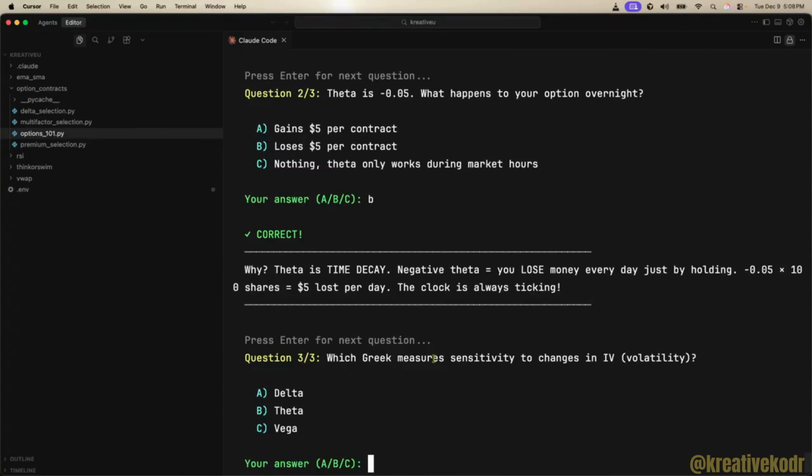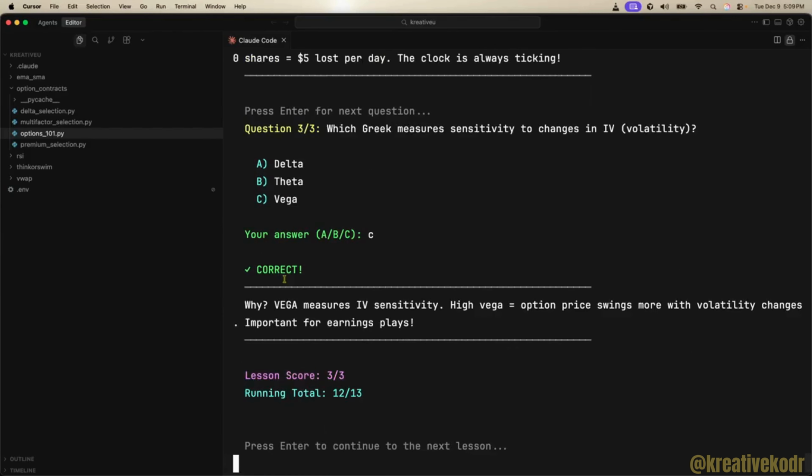All right, which Greek measures the sensitivity to changes in IV or volatility? Is it delta? And remember what delta measures? Delta measures how much the option contract is going to change when the stock moves up or down $1. Is it theta? Theta measures time decay, how much value you're losing for every day we're holding the option contract. Or is it Vega? What does Vega measure again? Oh yeah, Vega measures volatility. So for every change in percentage, the option contract is going to move this much in volatility. Let's go ahead and put C.